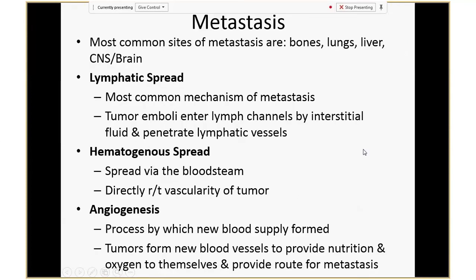So it leads to our next topic of metastasis. The top places that metastasis from cancer can go to are the bones, the lungs, the liver, and the brain or the central nervous system.